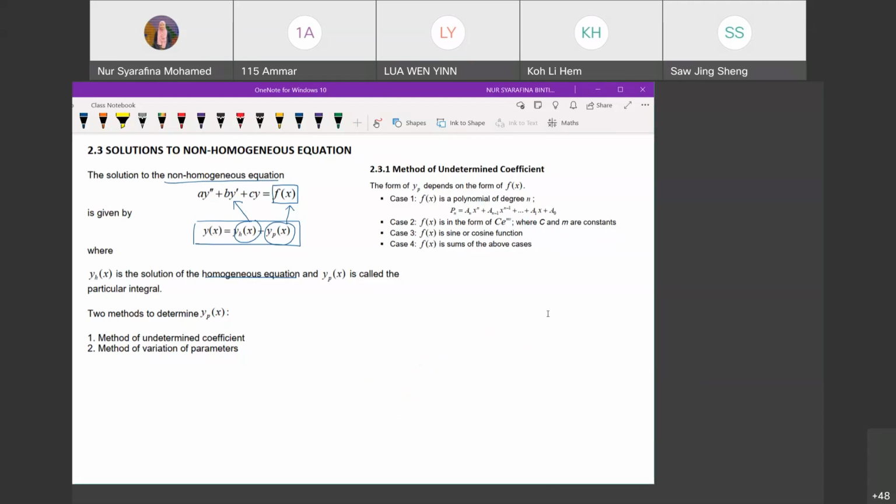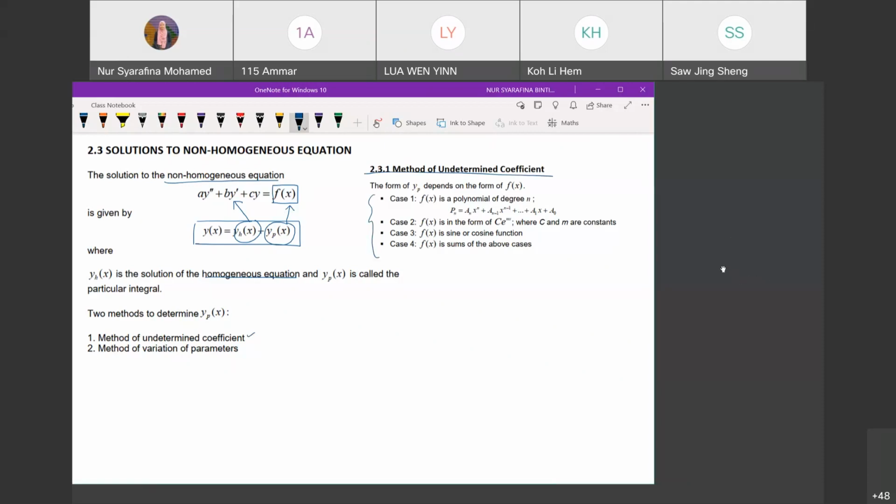Okay, so now how can we find the solution of the left-hand side part? Just the same as the previous solution that we did in homogeneous. Now, let's focus on how we can find the solution of the particular integral for the right-hand side part here. Okay, so there are two methods to determine yp. Method of undetermined coefficients and method of variation of parameters. Okay, let's just proceed with the first method first here. So now, in using the method of undetermined coefficients, okay, we are going to consider four cases.